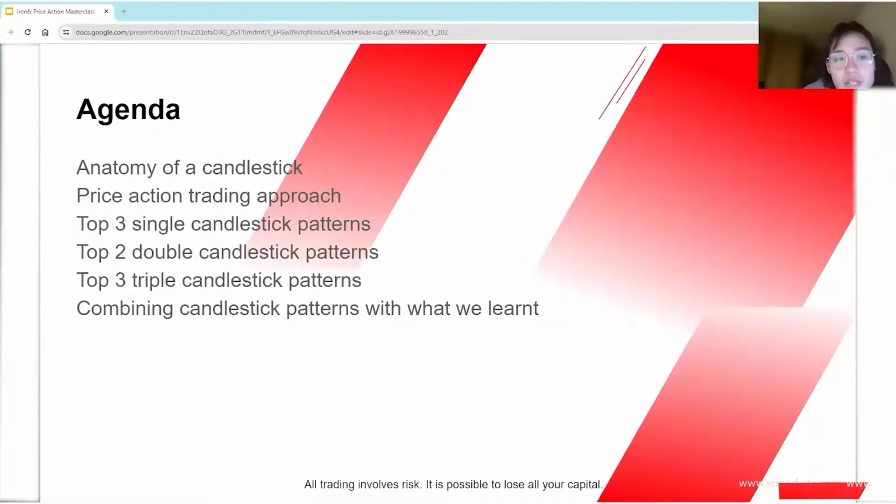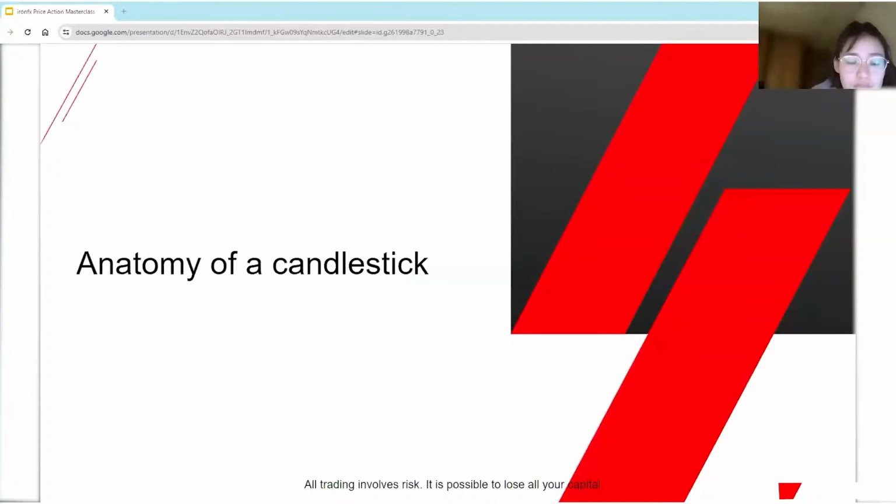We're going to start off by talking about the anatomy of a candlestick, some price action trading approaches, and then we'll look at the different candlestick patterns. And then lastly, we'll combine candlestick patterns with what we already know, such as your support and resistance, your Ichimoku, and some other indicators as well. If you have any questions throughout the webinar, feel free to let me know in the chat, and I'll try my best to answer all of them. Okay, let's go ahead and get started with the anatomy of a candlestick.